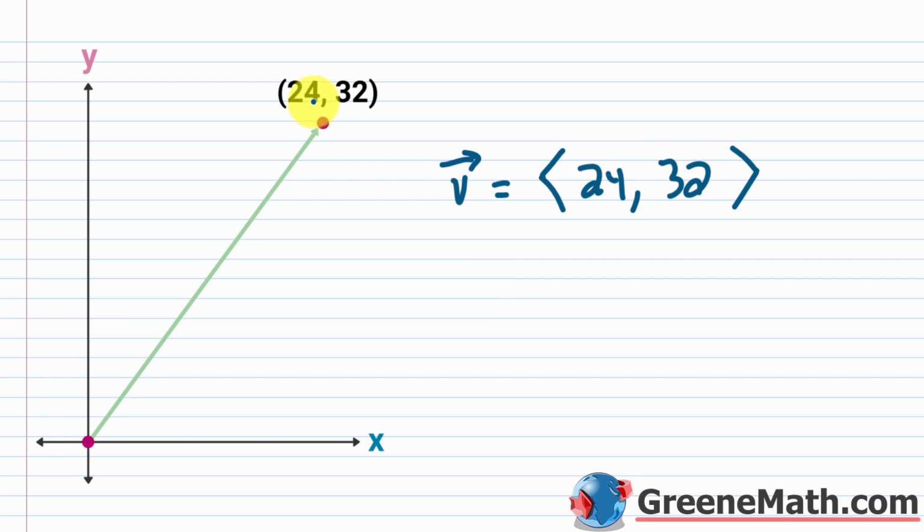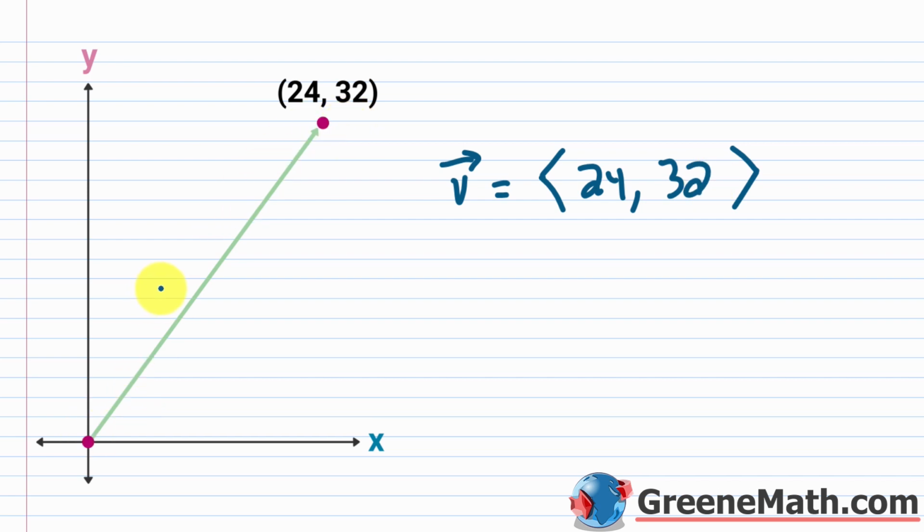So the x value of the terminal point is going to be 24. It matches the horizontal component. And then the y value of your terminal point is going to be 32. It matches the vertical component over here. So after you sketch the graph, you want to first find the magnitude. So basically, that's just the length of this vector right here.